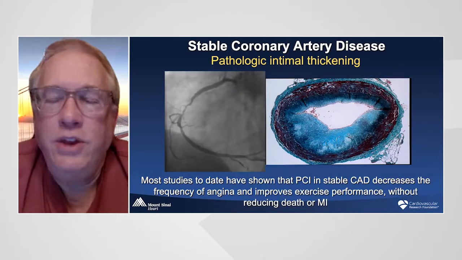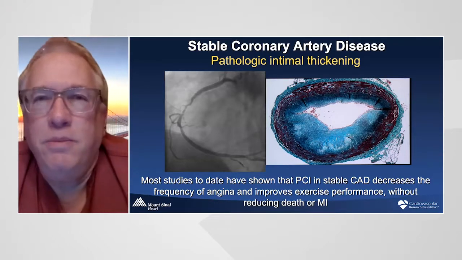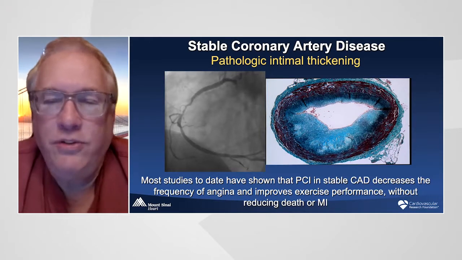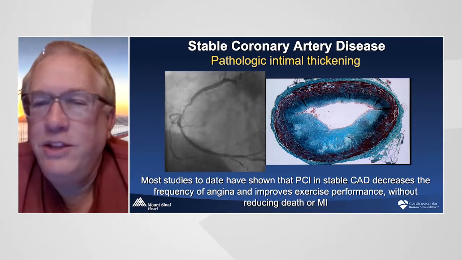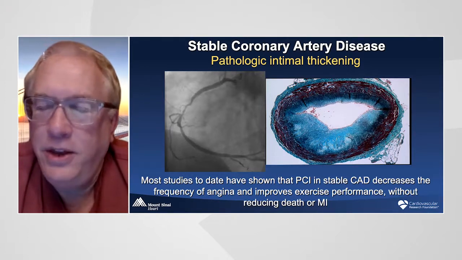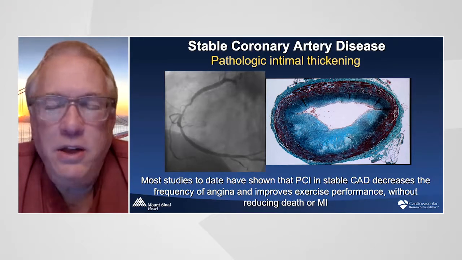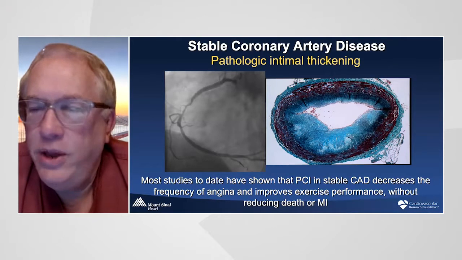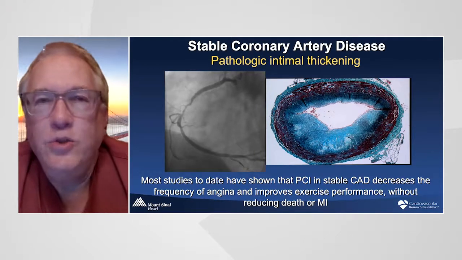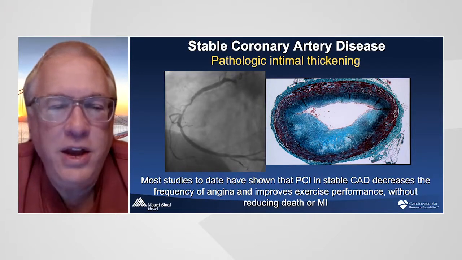And overall, we really don't make much of an impact on cardiovascular death or myocardial infarction. And the real reason is that we're treating the wrong types of lesions. Most patients with stable coronary artery disease and symptomatic coronary stenosis have this kind of lesion, what I like to refer to as garden variety atherosclerosis or pathologic intimal thickening.